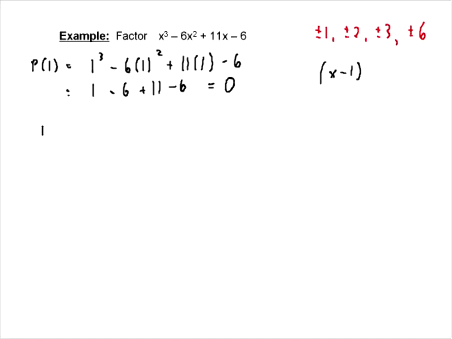So we're going to have 1, and the coefficients 1, negative 6, 11, and negative 6. Bring down the 1. 1 times 1 is 1, which added to negative 6 is negative 5. Negative 5 times 1 is negative 5. Add those together, we get 6. 6 times 1 is 6, and that's equal to 0.